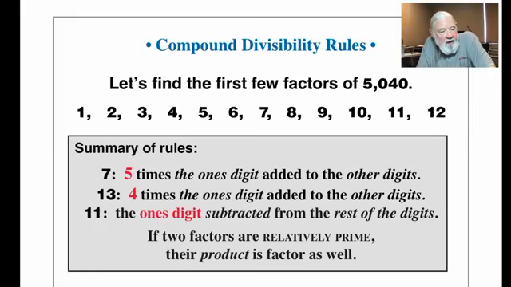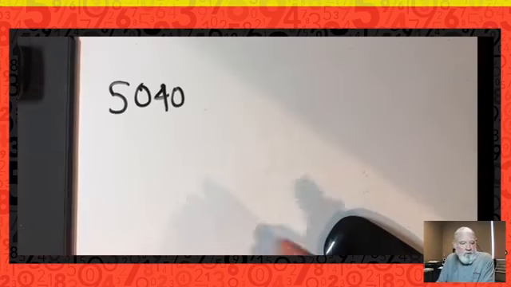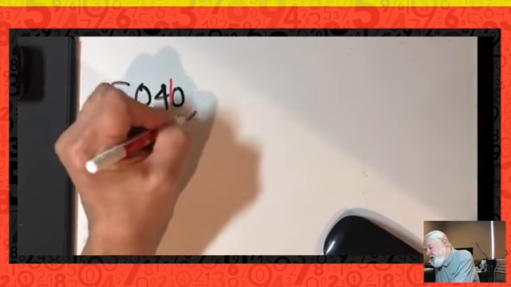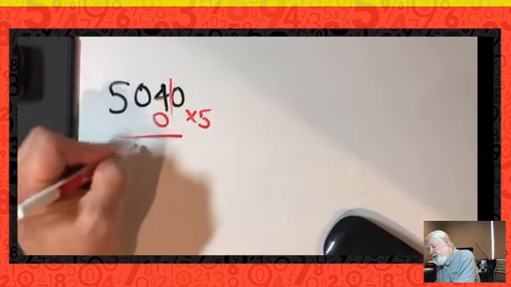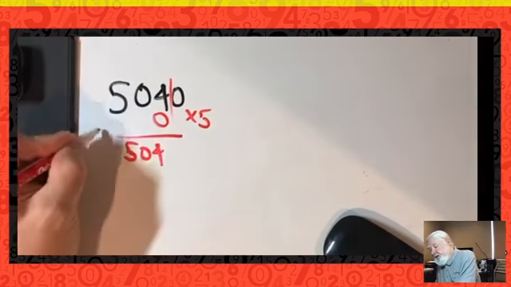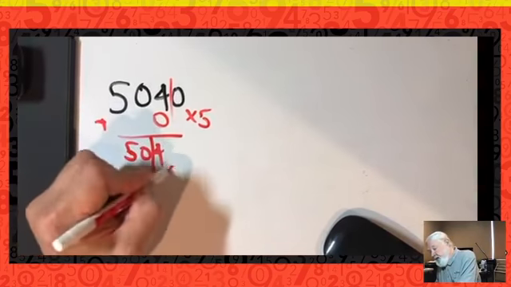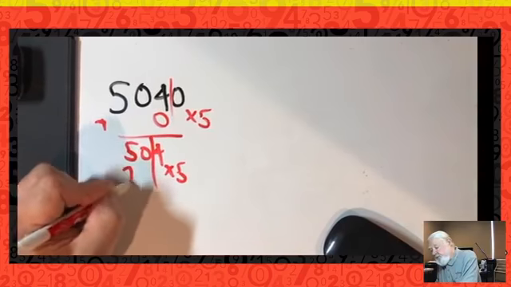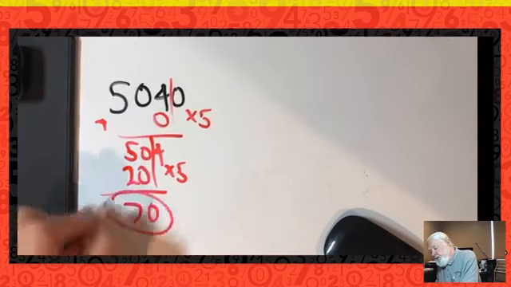7. Well, let's see now. We got 5040 as our number. I'm going to set this up on the whiteboard here. Okay. Again, our rule for 7 is to multiply the ones digit times 5 and add it to what's in front. Now, that didn't help as much, so let's do it again. Yep. 7 goes into 70, so 7 goes into 5040.